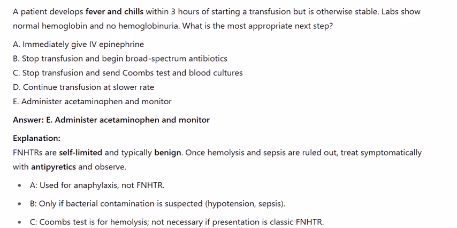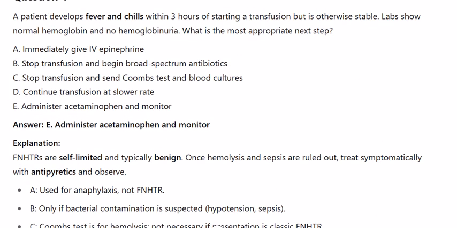Question 4. A patient develops fever and chills within 3 hours of starting a transfusion but is otherwise stable. Labs show normal hemoglobin and no hemoglobinuria. What is the most appropriate next step? A. Immediately give IV epinephrine. B. Stop transfusion and begin broad-spectrum antibiotics. C. Stop transfusion and send Coombs test and blood cultures. D. Continue transfusion at slower rate. E. Administer acetaminophen and monitor.